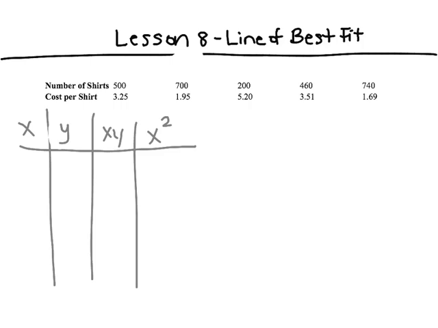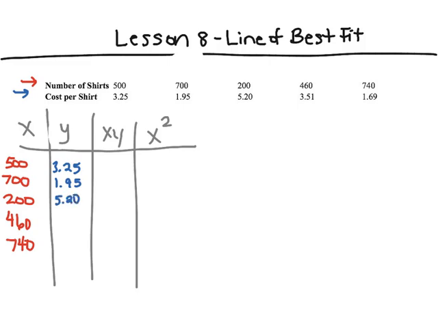Our x's are the number of shirts. It's our independent variable. So we have 500, 700, 200, 460, and 740. Our y's are the cost per shirt. So 3.25, 1.95, 5.2, 3.51, and 1.69.